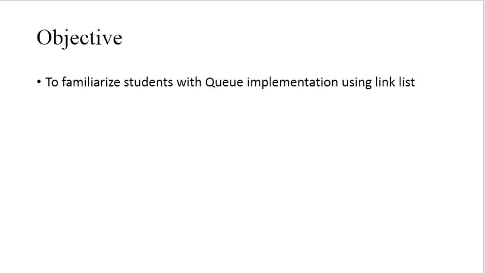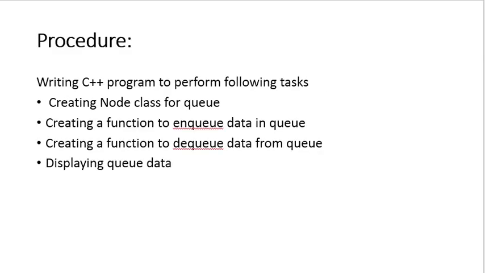In this lab the main objective is to familiarize students with queue implementation using linked list. I will tell you about the queue, its definition, its implementation, and how you implement it using the linked list. The parts that I will implement in the C++ program are the following: we will create a node for the queue, then we will create the functions for enqueue and dequeue.